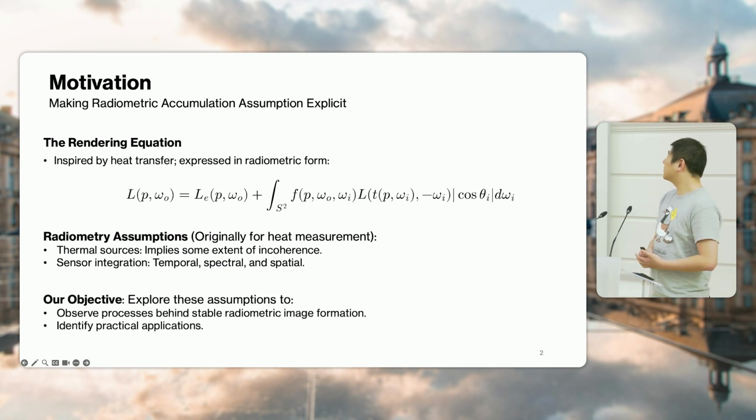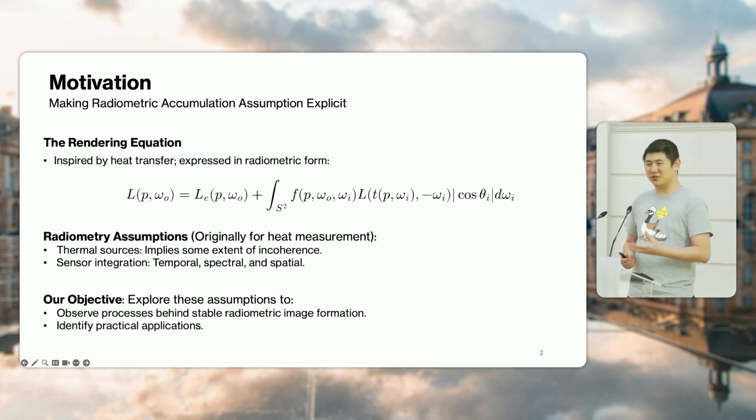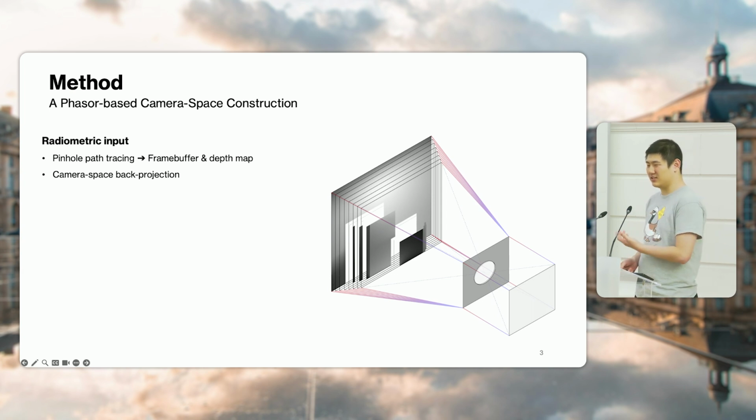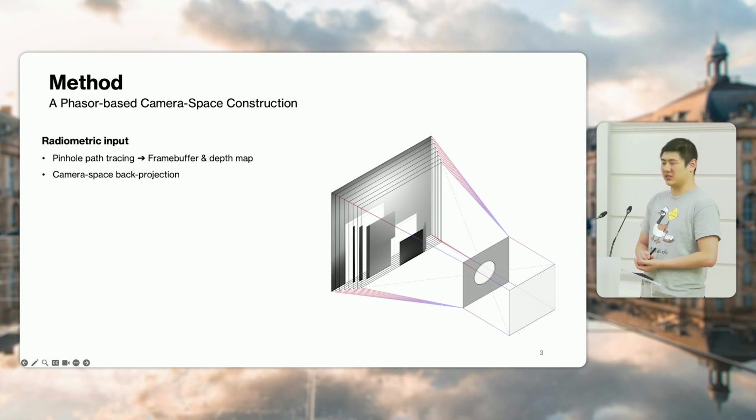And usually in computer graphics, we just accept this assumption and move forward. But today, I want to slow down a little bit and unfold this accumulation assumption. I want to see what happened behind it. And I also want to ask if we can do something useful with this. Let me start with the construction. The way we make the accumulation assumption explicit is we proposed a Phasor-based camera space construction.